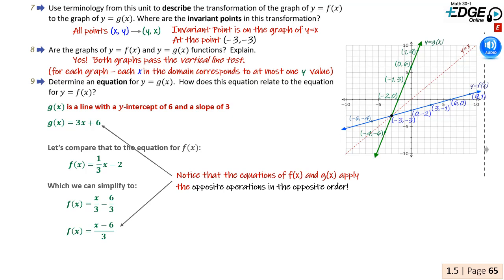Note that these are the opposite operations in the opposite order when compared with g of x, where we are multiplying by 3 and then adding 6. This confirms for us that these two, in both an algebraic setting and a graphical setting, show themselves as inverses.